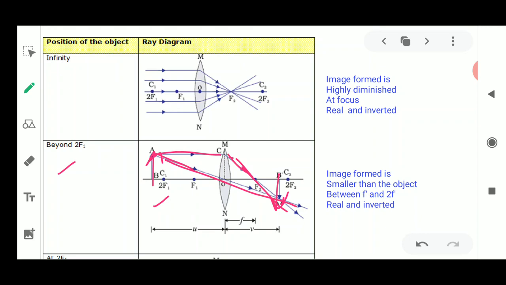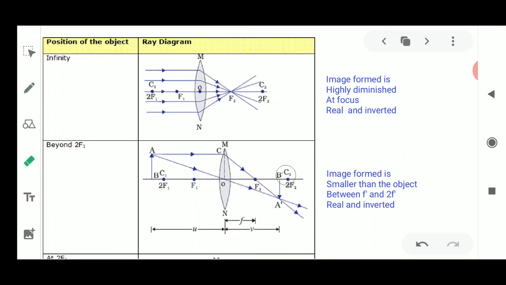And in this case, what kind of image is formed? The image will be smaller than the object. As you could see here in the diagram, I just rubbed it off so that you can see what kind of image is obtained. So the image formed is smaller than the object, and it is between f and 2f. This is f, this is 2f. So this image is obtained in between the f and 2f positions.